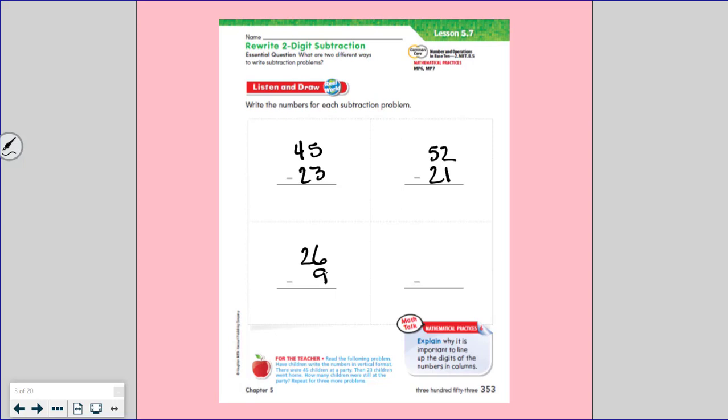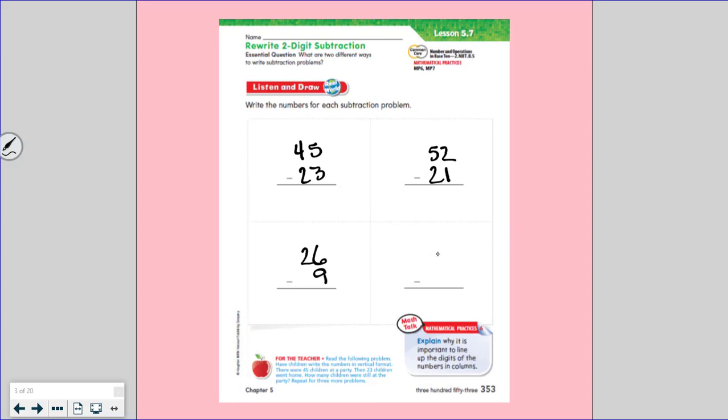And for our last one, this one's about Charlotte. Charlotte made cupcakes. She made 46 cupcakes for the party. And the children ate 39. How many cupcakes were left? Charlotte made 46 cupcakes for the party. The children ate 39 cupcakes. How many cupcakes were left?